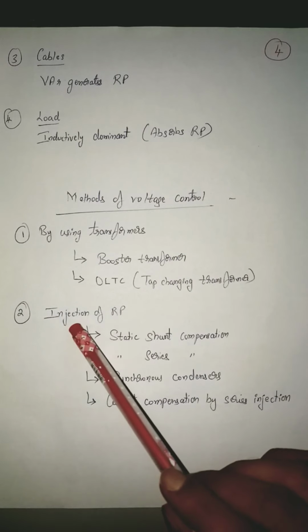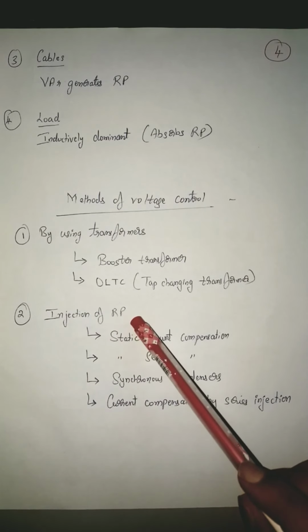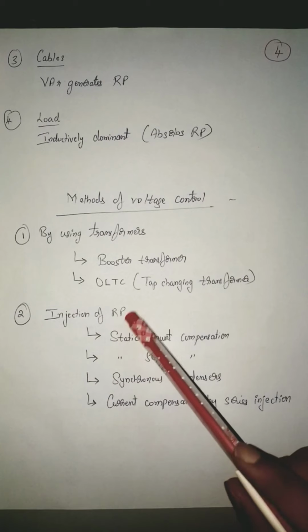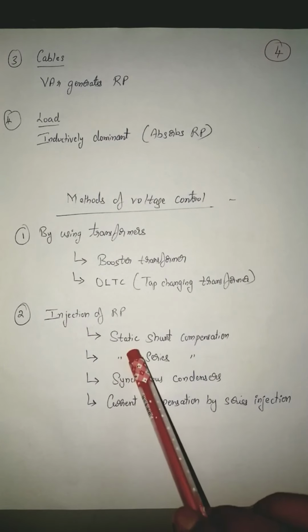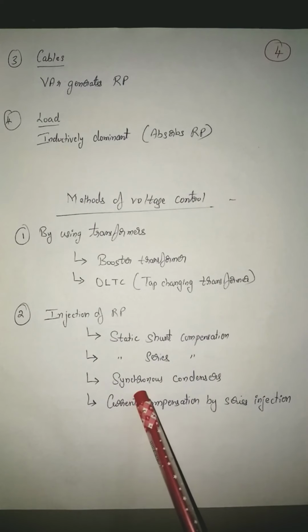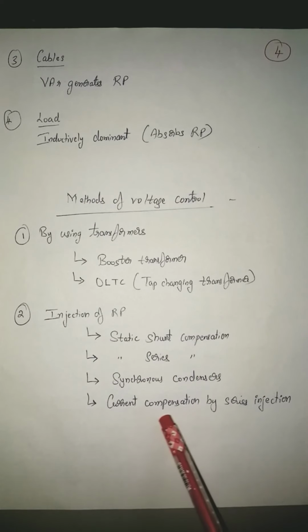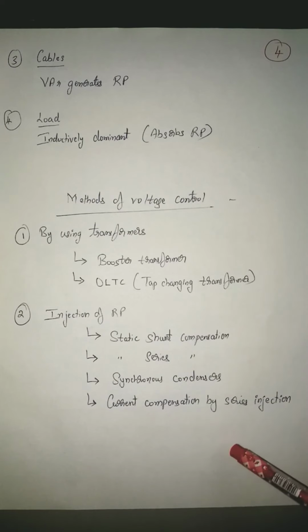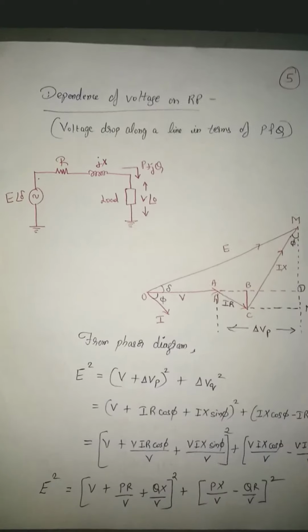And the next method is injection of reactive power into the system. This can be done by four methods: static shunt compensation, static series compensation, synchronous condensers, and current compensation by series injection. And this is a very famous question in VTU, methods of voltage control. You'll have to describe each of these methods. Regarding the description, I'll come to it later.